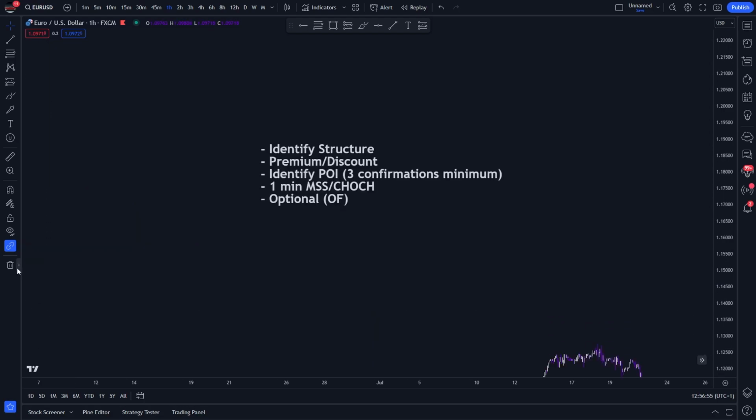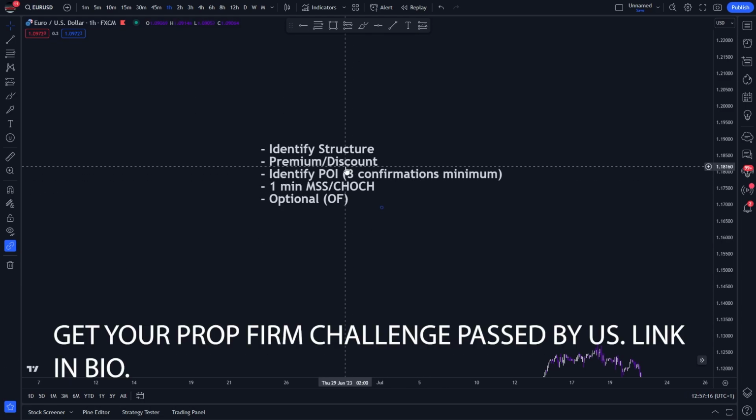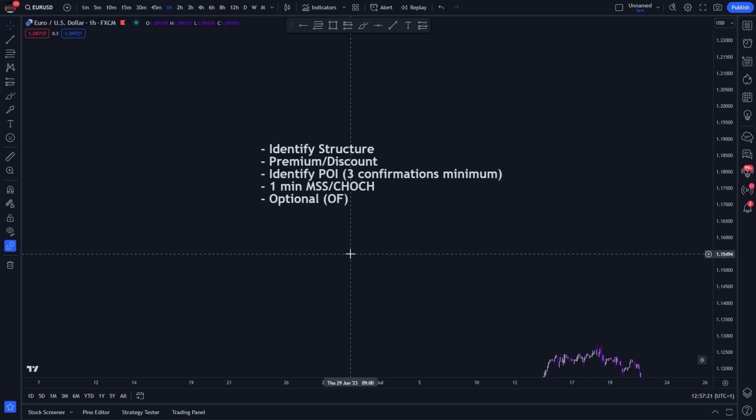Now, the strategy, guys, is very simple, and it's broken down into these 5 points right here. So number one is identifying structure. Okay, identifying structure is extremely important, and if you don't identify structure, then everything else essentially becomes invalid for us. I'm going to show you how I identify my structure, and it's actually very simple. Then what we look for is making sure that our order block or our point of interest, whatever it is, is in a premium discount. And now we identify our order block in the premium discount, and we make sure we find 3 confirmations minimum.